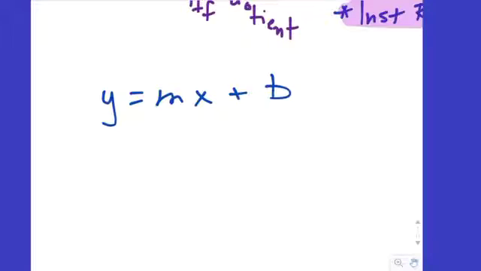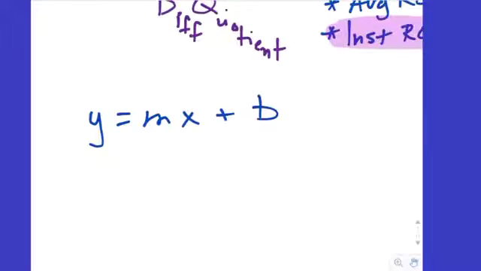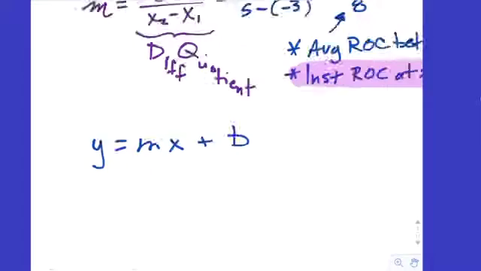Now think of this as a formula with how many unknowns, how many variables in it? 4, right? Y, M, X, and B. And so to use any formula, you have to know all but one. If you can know all but one, you can plug in and solve for the missing one. That's called algebra. Well, that means I need to know 3 of these 4. Do I know 3 of the 4?